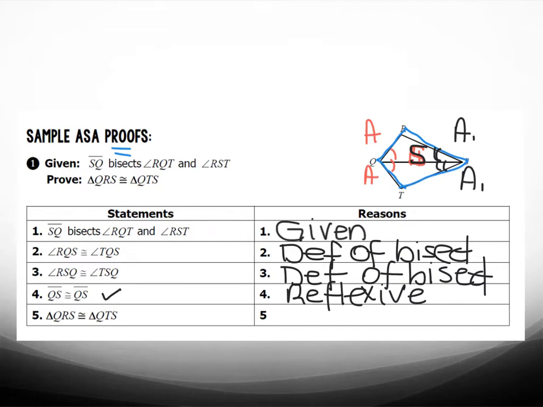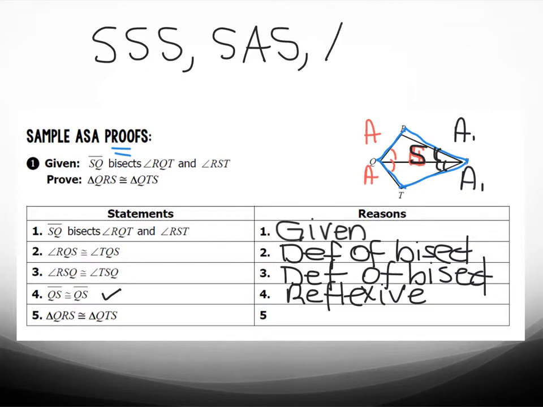Let's take a look at how we can prove these triangles are congruent. Which postulate is it? Let's see. We know side, side, side is 1. We know side, angle, side is 1. And now we're working on angle, side, angle. What do we have? You got it. They are congruent because of the angle, side, angle postulate.